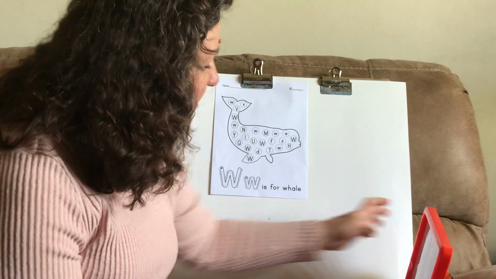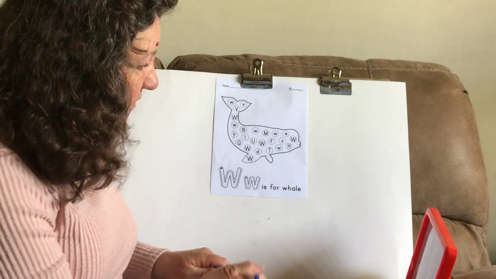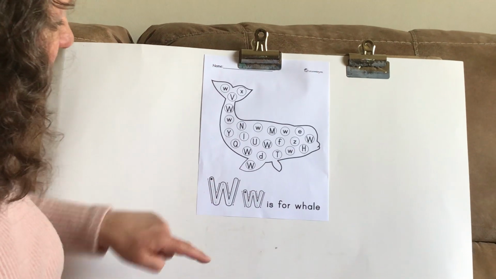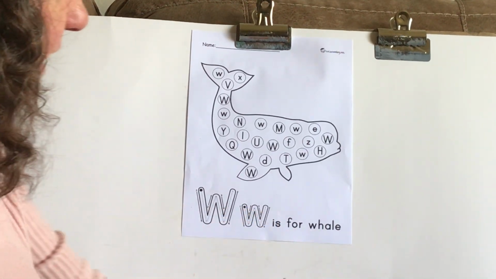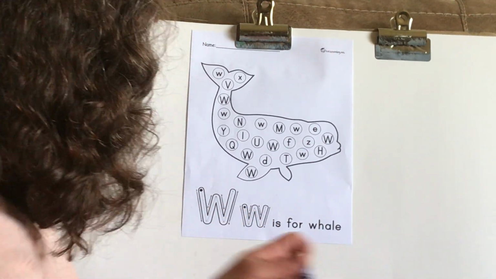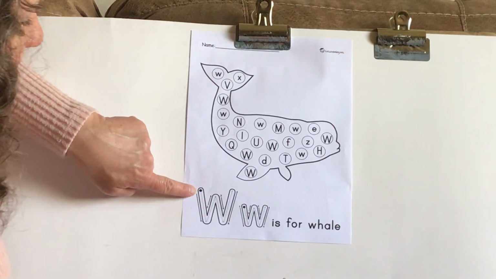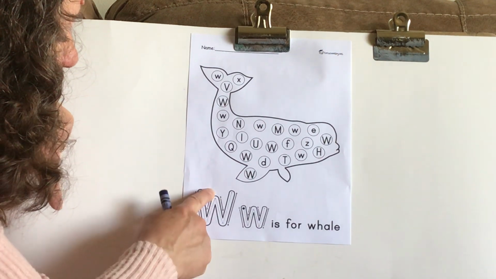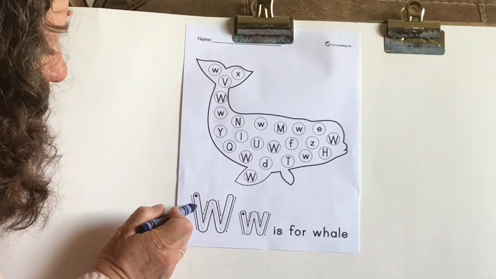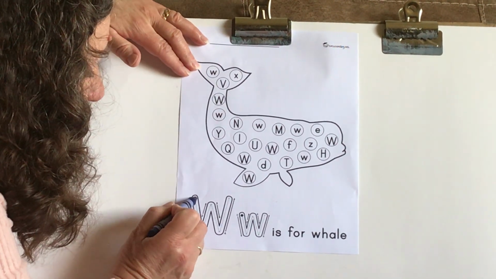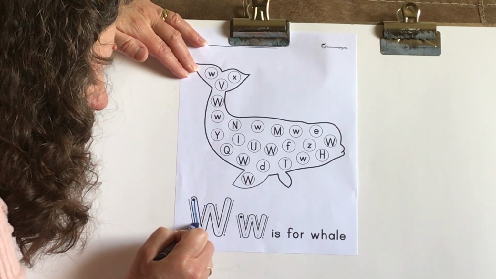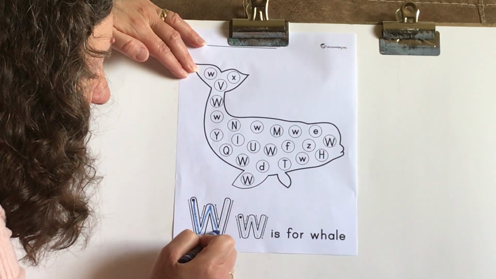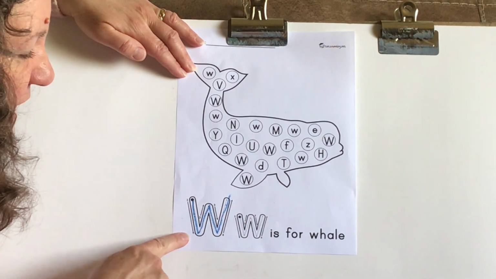All right, so let's look at this paper here. On this paper, we see at the bottom the letter W. It says W is for whale. So I want you to take a crayon and we're going to start right here at the black dot and we're going to trace. We're going to go down, up, down, up. Okay, start at the black dot and let's trace the capital W first. Slant down, slant up, slant down, slant up. All right, there's our capital W.